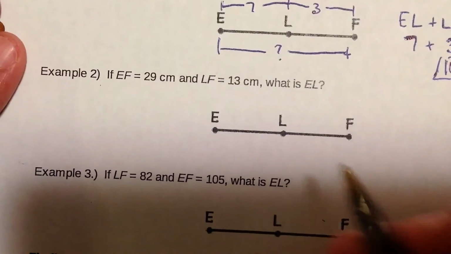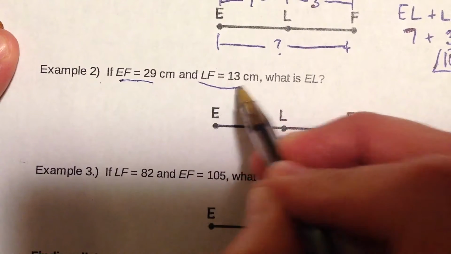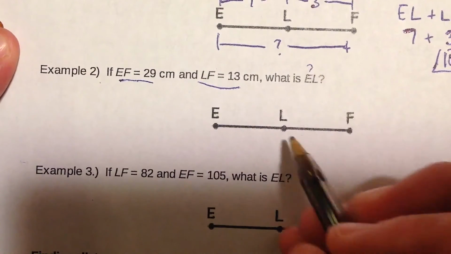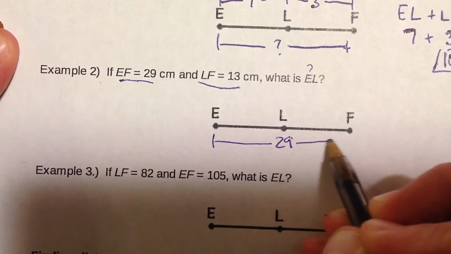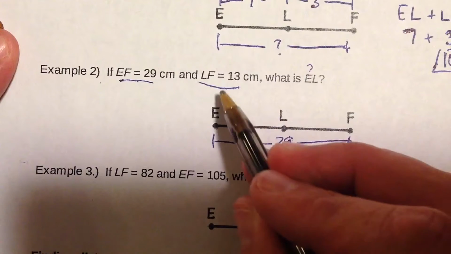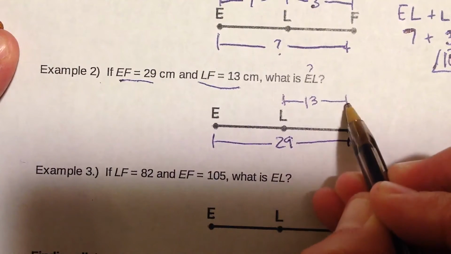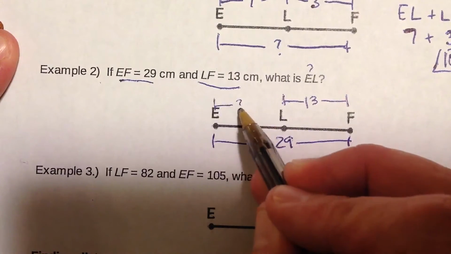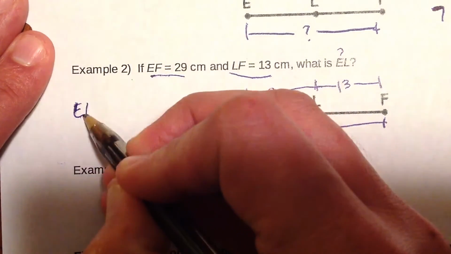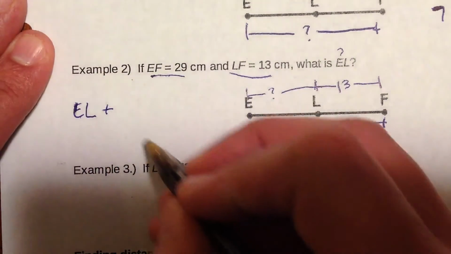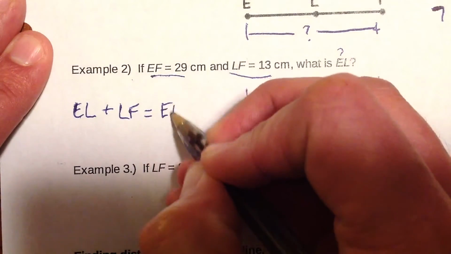In the next example, we're given EF is 29 and LF is 13. We want to know what EL is. So again, EF, that's the whole piece. They're telling us that's 29. They're telling us LF is 13. And they want to know what EL is. That's one of our small pieces. So again, we have small piece, EL, plus other small piece, LF, equals our whole piece, which is EF.